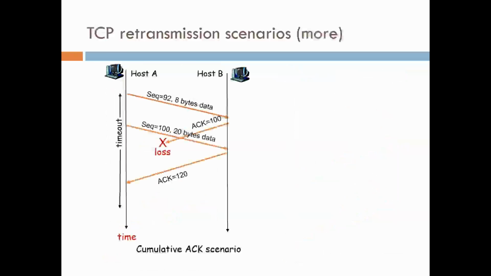Last example, let's say host A sends a packet with sequence number 92 and 8 bytes. The acknowledgement is sent, but the acknowledgement is lost. And then A sends a second packet, carrying sequence number 100 and 20 bytes. When B receives the second packet, it will respond with acknowledgement 120. A will receive acknowledgement 120 and will think that the two packets have arrived correctly, even though the first acknowledgement was lost. This is again because acknowledgements are cumulative.